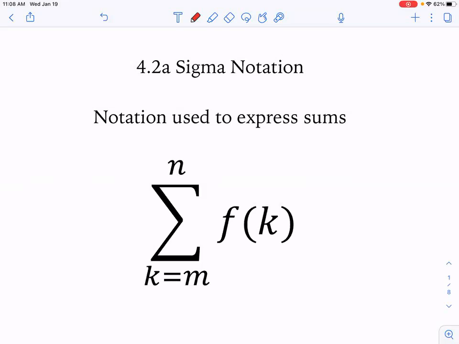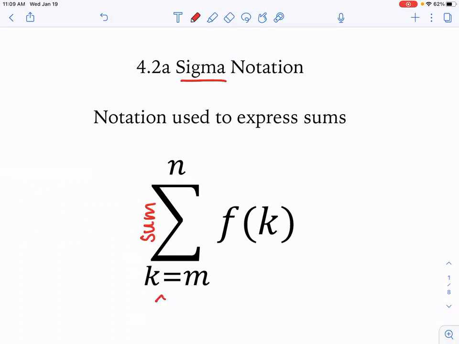Okay, what is that big E thing? Sigma. That is a sigma. What does a sigma mean? You add it all up. That is what a sigma means. So it means summation, sum them all up.